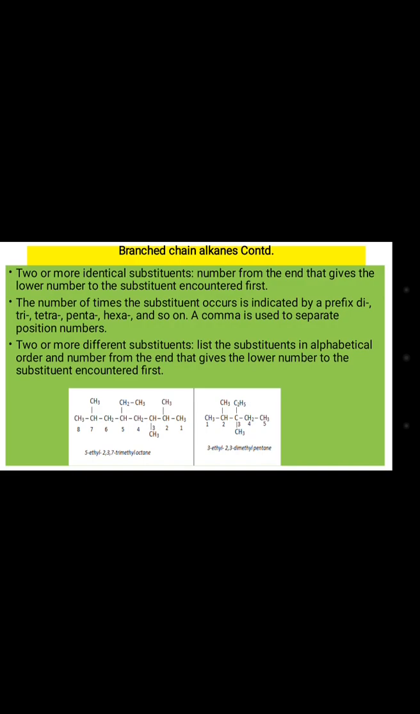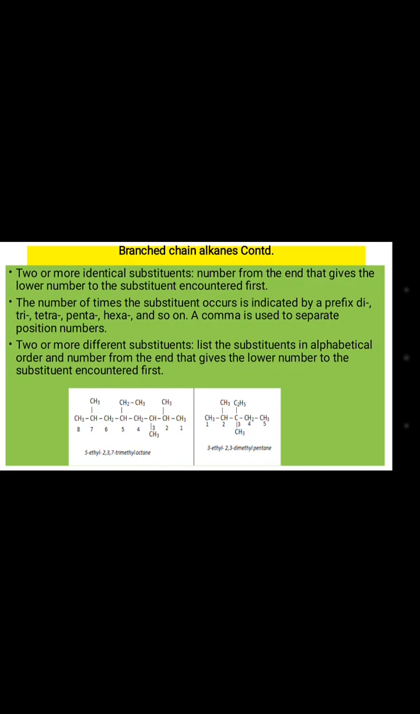Then the number of times the substituent occurs is indicated by the prefix di, tri, tetra, penta, hexa. That is, it is very possible that in a compound you have the substituent appearing twice, thrice, 4 times, 5 times. So you use the words di, tri, tetra, penta, hexa. You understand it better when I treat this example.